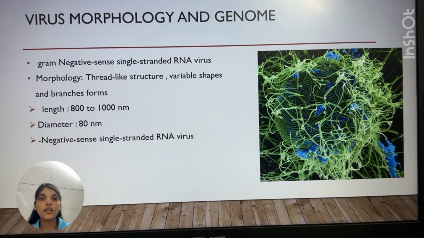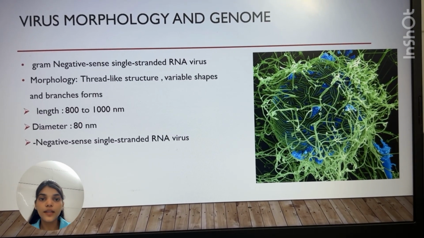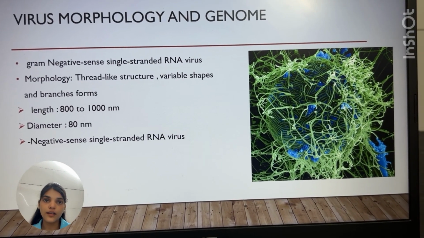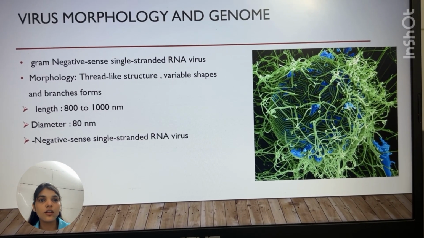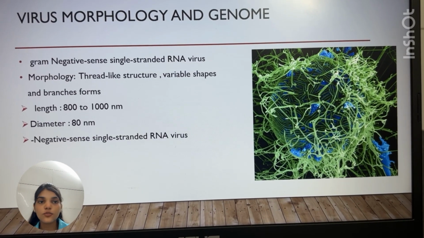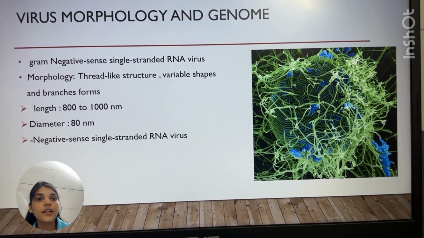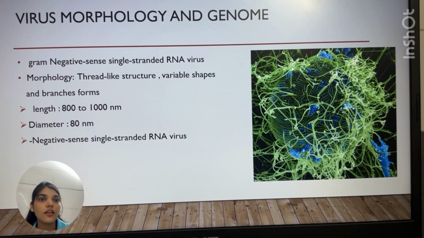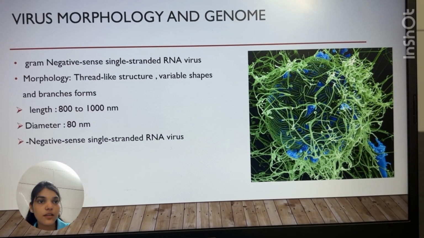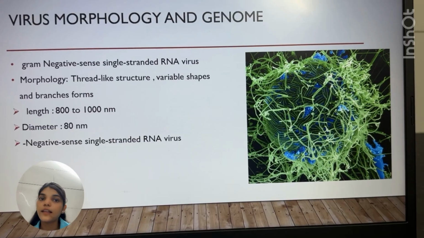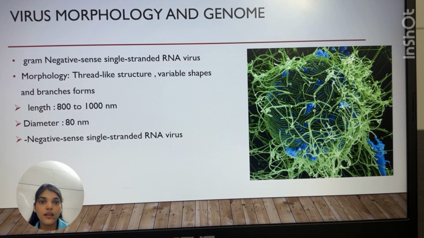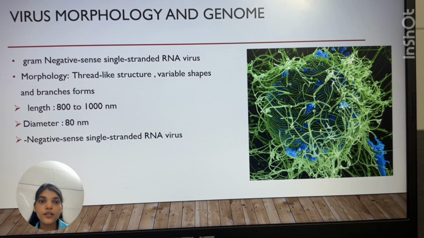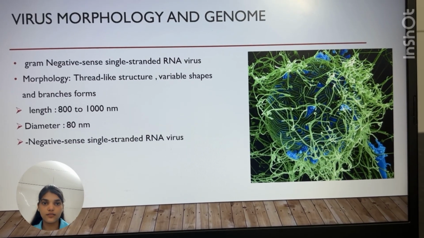Virus morphology and genome. It is a negative sense single stranded RNA virus. The morphology of Ebola virus is a thread-like structure with variable shapes and branched forms like in this picture. The length of this structure is 800 to 1000 nanometers and the diameter is 18 nanometers.